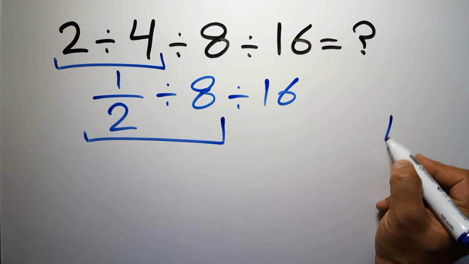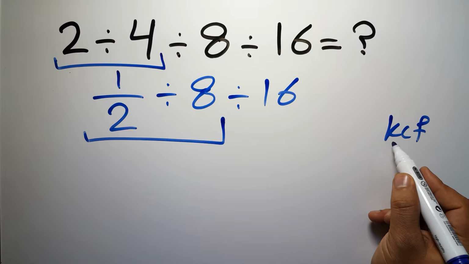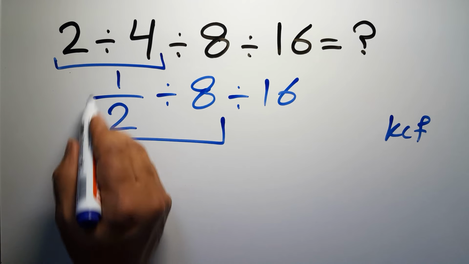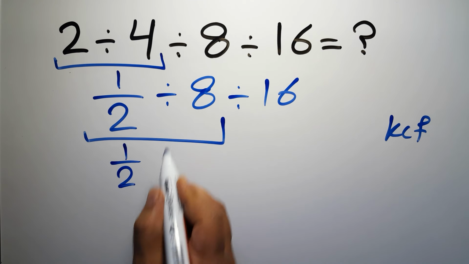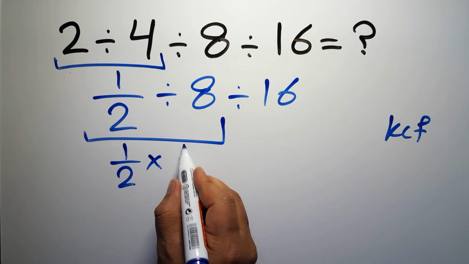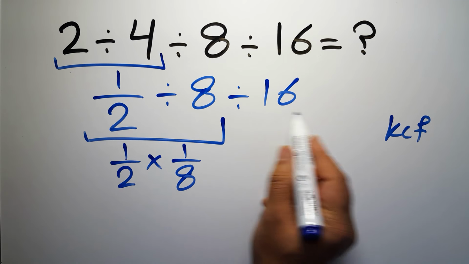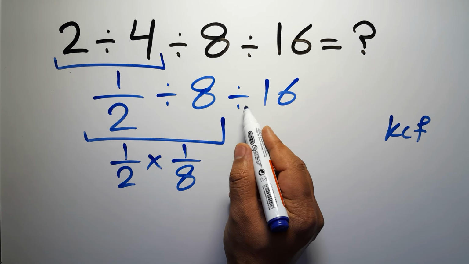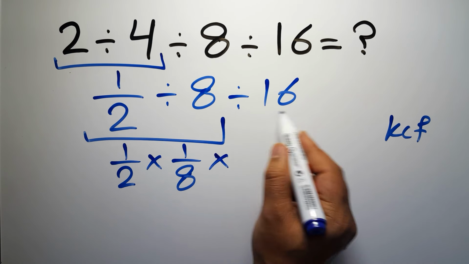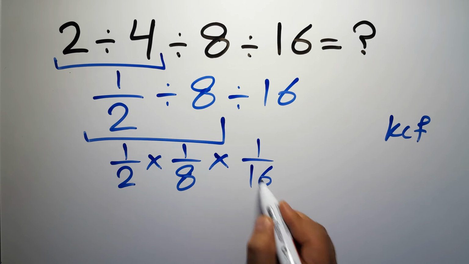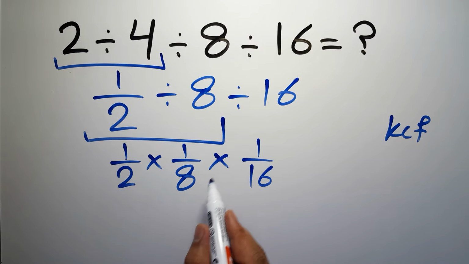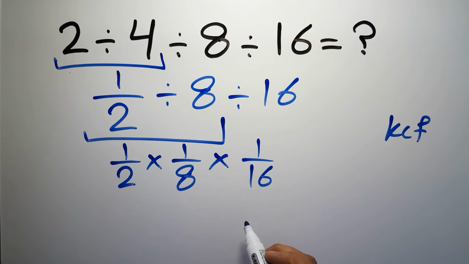According to the KCF rule, K stands for keep, C stands for change, and F stands for flip. We can write keep the first fraction, change division to multiplication, and flip the second fraction. And again here we can apply the KCF rule. So change division to multiplication and flip the second fraction. So we have 1 over 2 times 1 over 8 times 1 over 16.